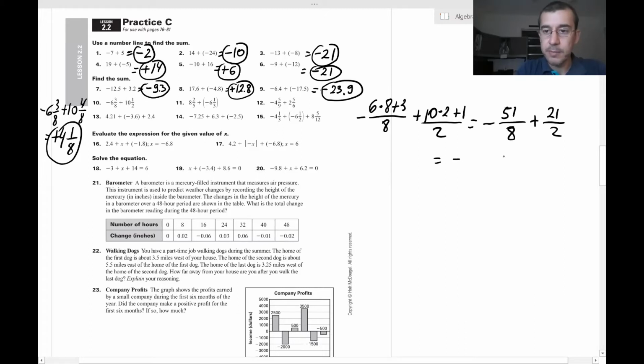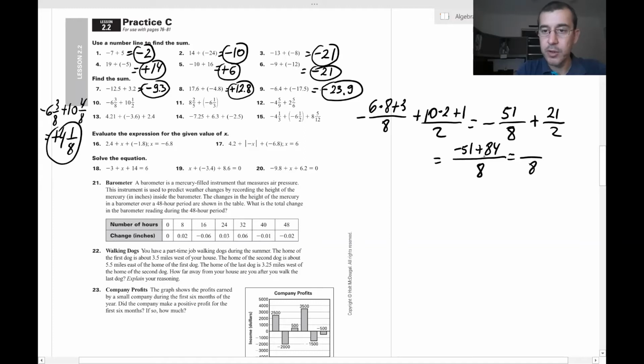And then the greatest common denominator is going to be 8. So this is already 8, so it's minus 51 here. And then plus, and here we multiply 2 by 4 to get 8. So we have to multiply 21 by 4. So 21 times 4 is 84, plus 84.